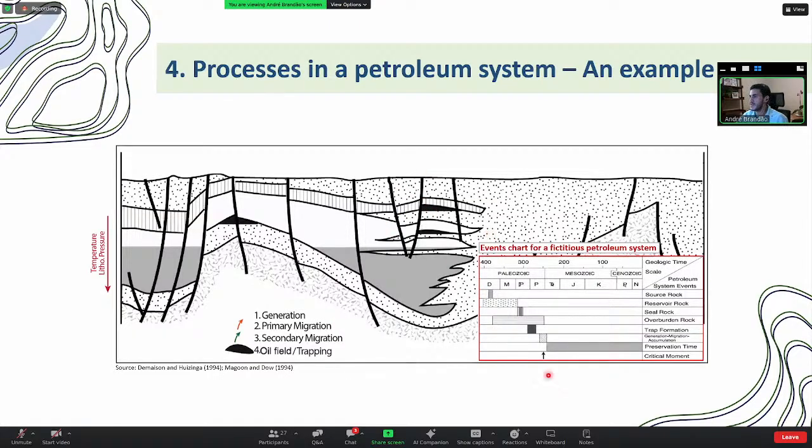So this is the event chart that I was mentioning. This is a nice way to organize the events, the elements of your study area. So here you see the different elements that are necessary so you can have a known petroleum system. And this is a way so you can better organize how they happen through geological time.